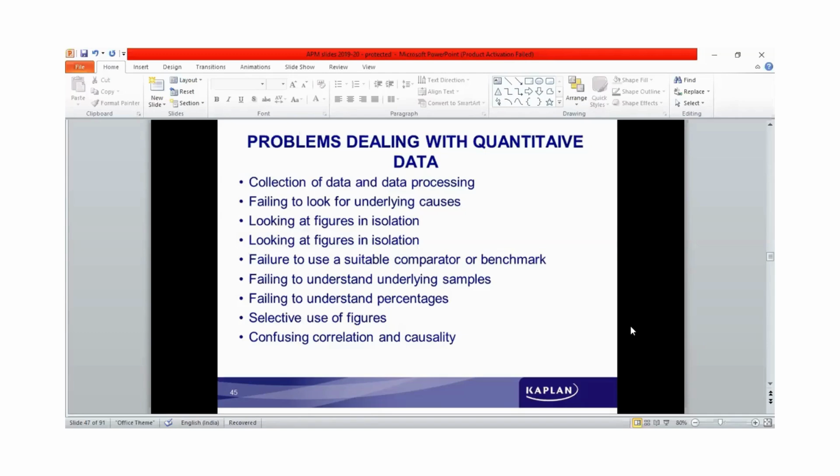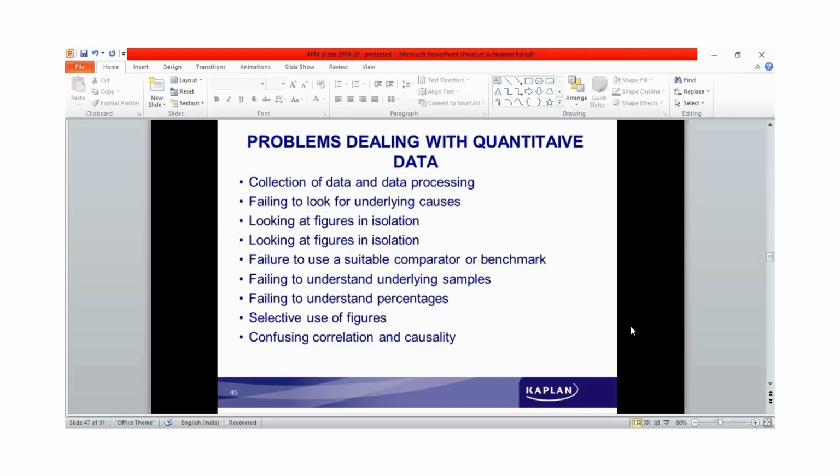So this has to be processed. Collecting and processing is a problem, because collection of data is not a simple task. Then arranging the data, taking it for processing and analyzing is a difficulty. Then failing to look for underlying causes. Only the facts are looked into. What is the reason behind that is never taken into consideration. Only the figures are taken, not the underlying causes.